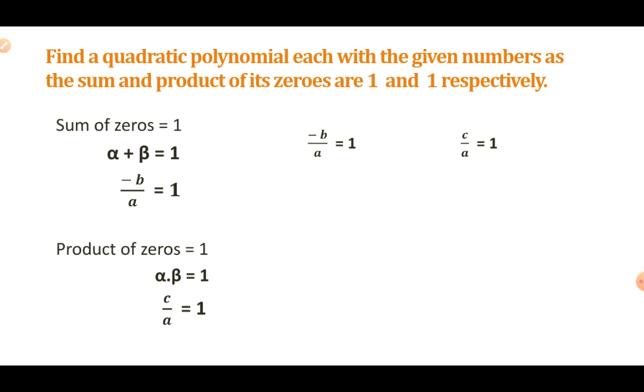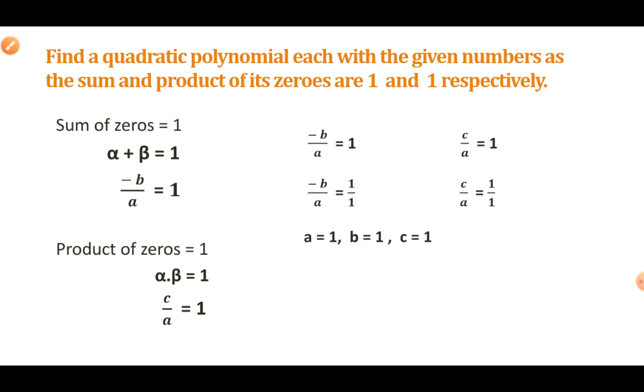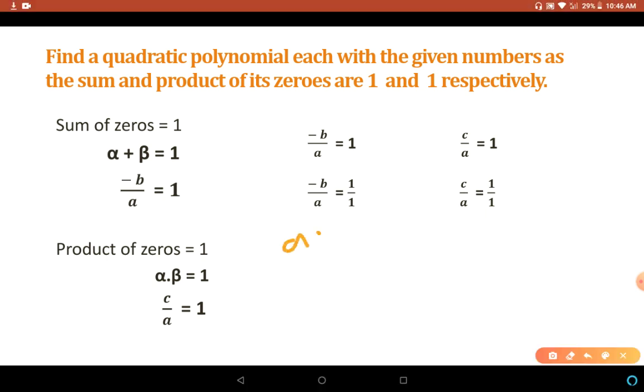Both of them have nothing in denominator, that means they have 1. Minus b by a can be written as 1 by 1 and c by a can be written as 1 by 1. So if you equate, value of a will be 1, value of minus b is 1, so b will be minus 1 and c is 1. So a is 1, b is minus 1 and value of c is 1.